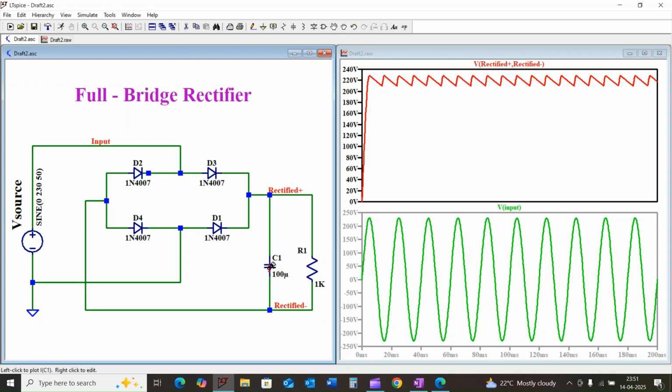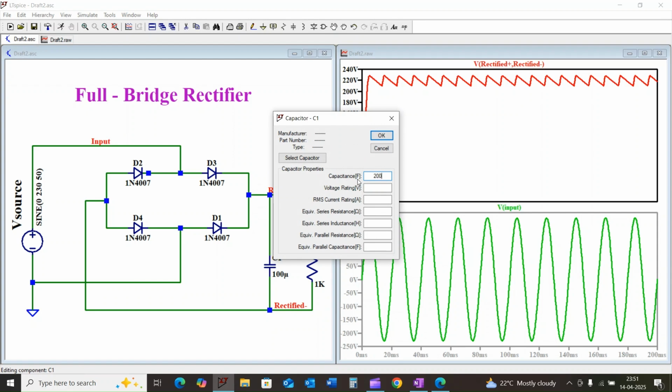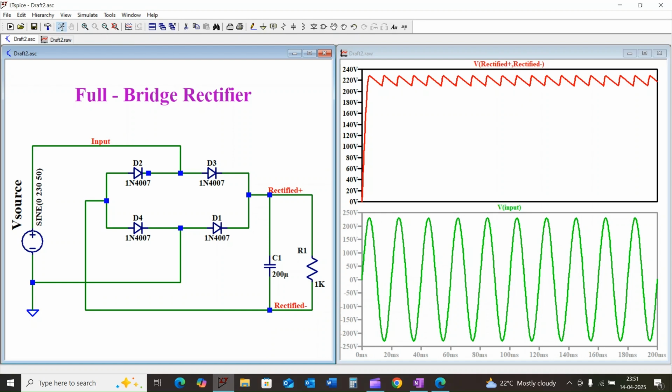Let's try that now. For example, I am using 200 microfarad. So now I am going to run the simulation. See how our ripple got reduced. Fantastic. As you can see, a large capacitor gives us a smooth DC output. Of course, the ideal capacitor value depends on the specific application and the load current.